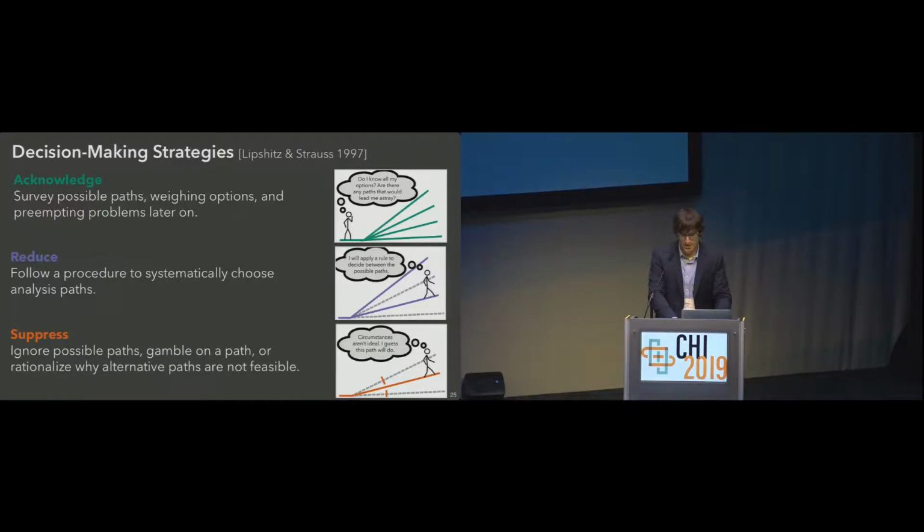The alternative strategy for making definitive choices at a decision point is suppression. Suppressing uncertainty is characterized by ignoring possibilities, gambling on potentially misleading analysis paths, or rationalizing why potentially better alternatives are not feasible. Suppression is really the least desirable decision-making strategy, but sometimes it is unavoidable if the researcher needs to proceed with their analysis under less than ideal circumstances.